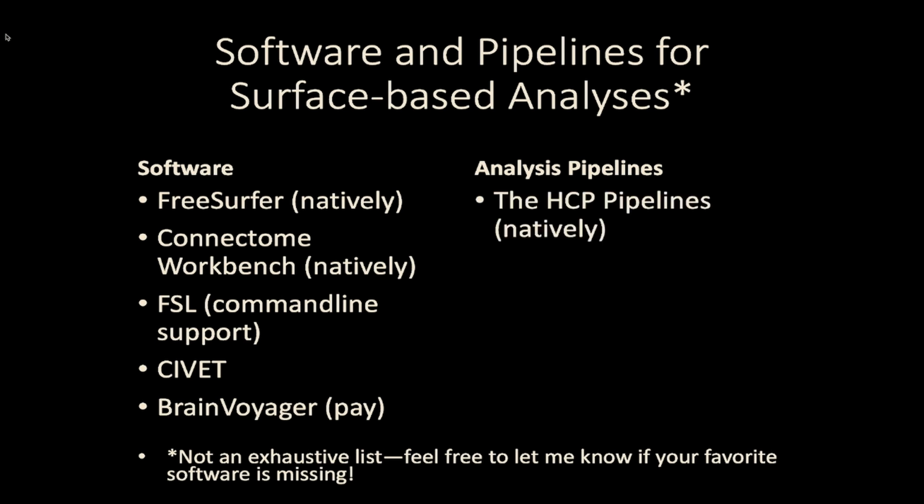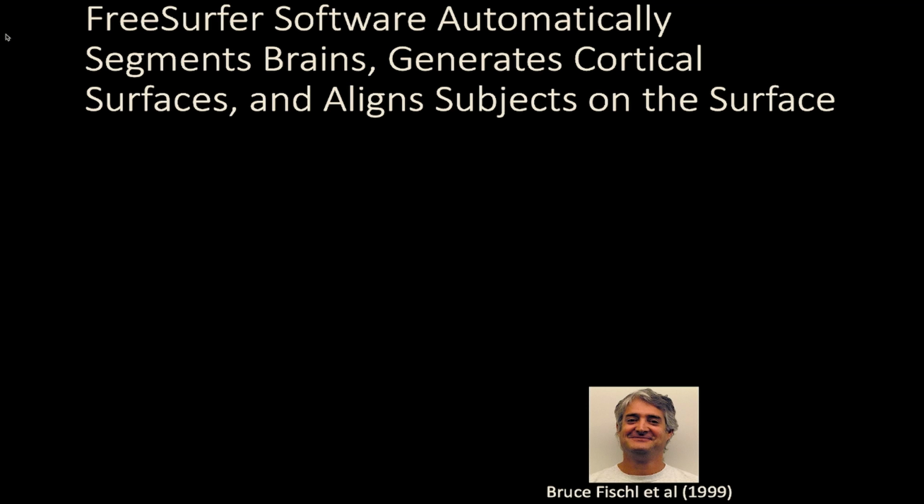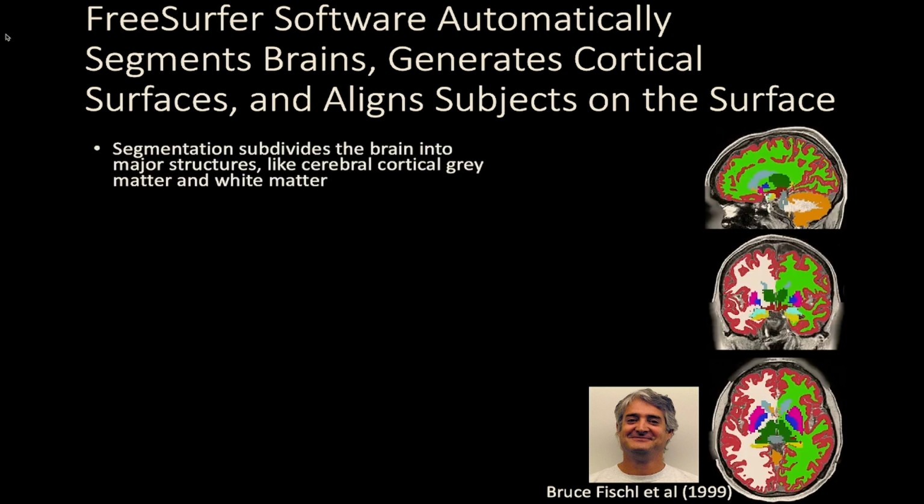Analysis pipelines, the HCP pipelines support it natively, as does FreeSurfer. fMRIPrep, I believe, has some surface-based capabilities. So a little bit about how this works now. FreeSurfer, which I'm most familiar with, is how we in the HCP generate a lot of our surfaces. It's going to automatically segment brains, generate cortical surfaces, and align subjects on the surface.